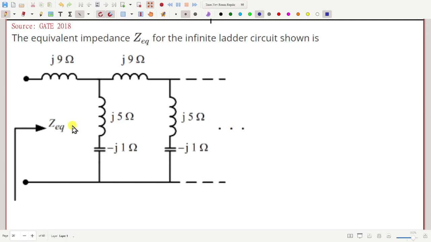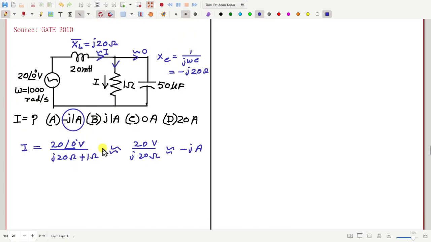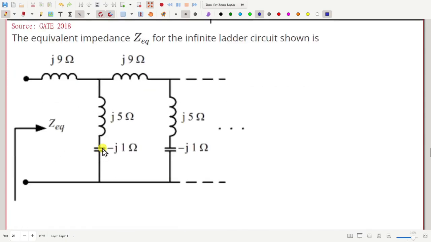Sir, can you please show the answer of the previous question? What was the value? Here. Oh, okay, sir.